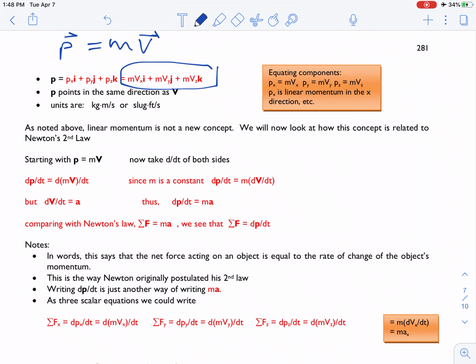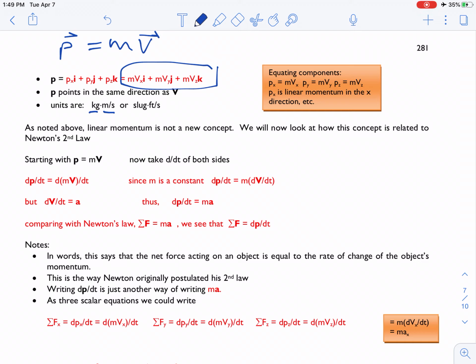So p and v point the same direction because mass is always positive. Units, again, this is mass times velocity. Mass is kilograms, right? And the velocity is meters per second. So it's kilogram meters per second. There's no special unit. So you're just going to think about the definition of momentum, mass times velocity, and figure out the unit from there. In English units, the mass would be slug, and the velocity would be feet per second. So it would be slug feet per second.